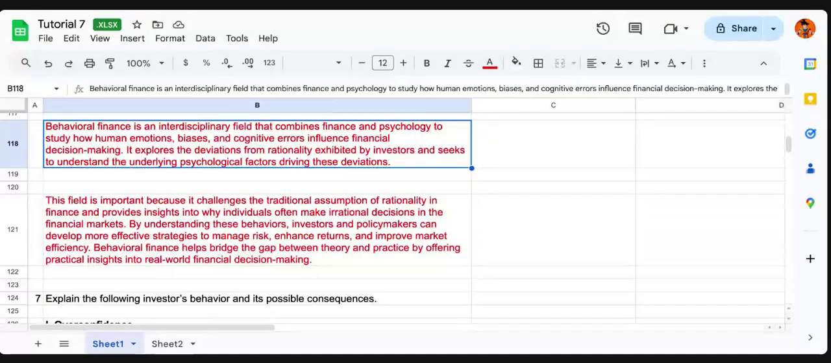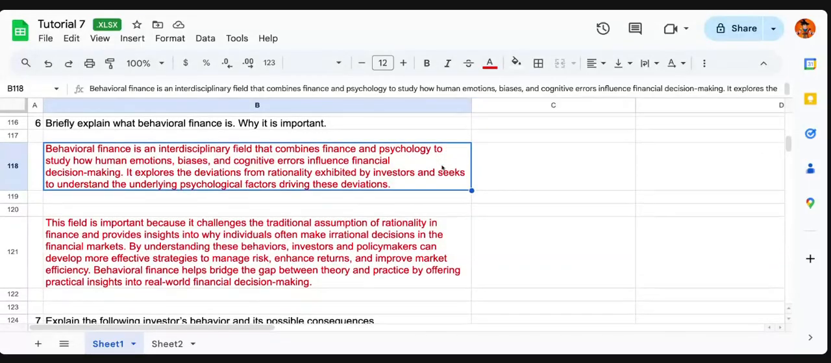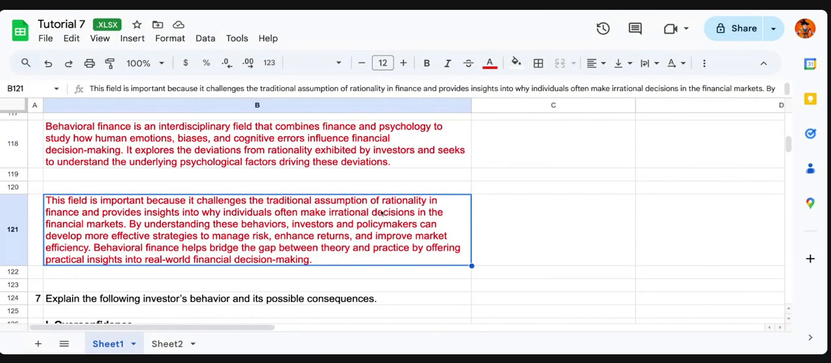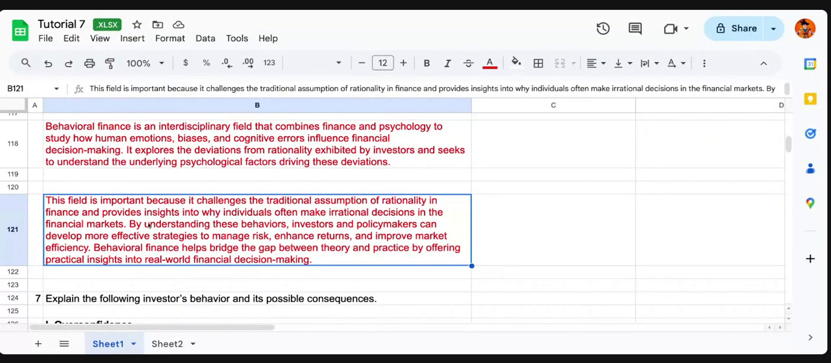All right, so why is it important? This is important because it challenges the traditional assumptions. All this theory that we study, DDM, PE, PBV, whatever, we assume people are smart when they make decisions. So in this study, we don't assume that way. And we are trying to figure out why people behave in such an illogical way.